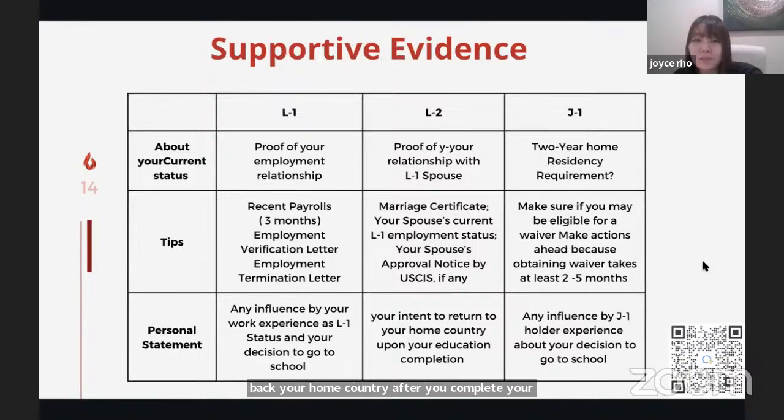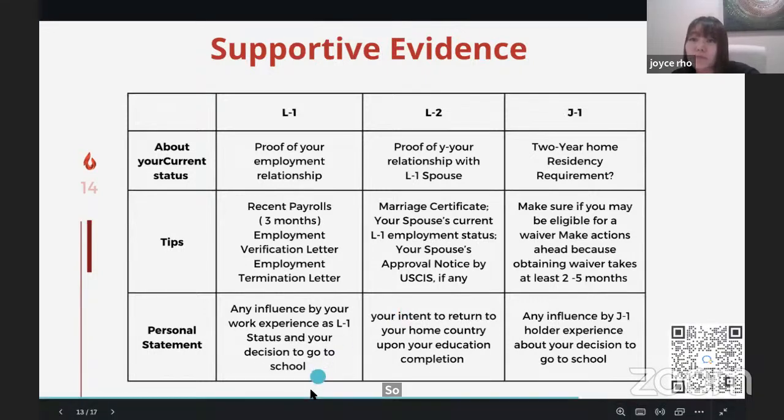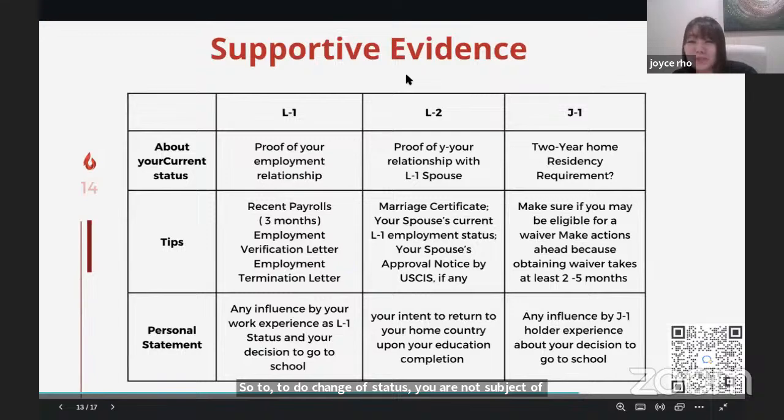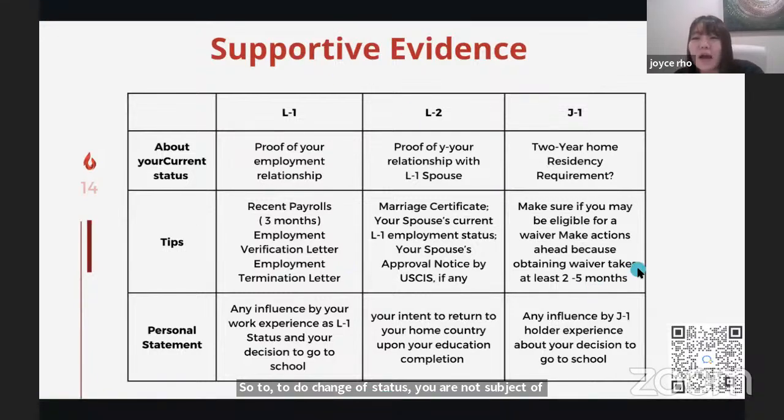And then the last part is the J-1 visa holder. As you know, J-1 has a certain condition, which is the 2-year home residency requirement. It doesn't apply to every J-1 visa holder, but some J-1 visa holders have this kind of condition. So to do a change of status, you should not be subject to this requirement. You have to make sure whether you have such a requirement on your status or whether you are eligible for that waiver.